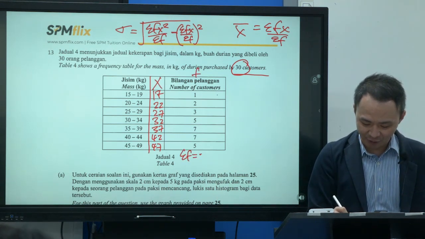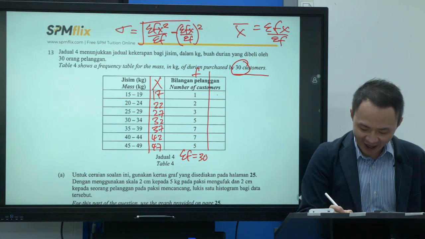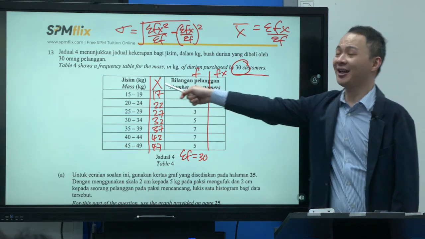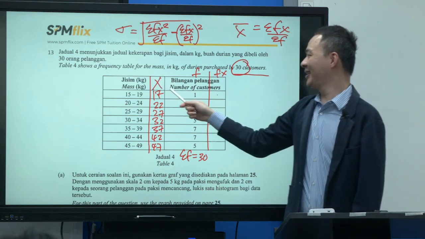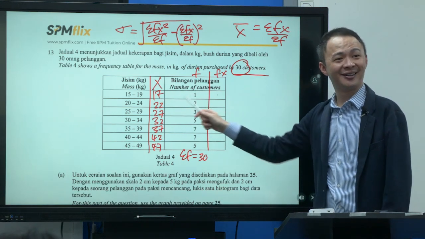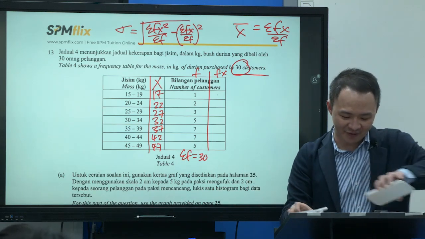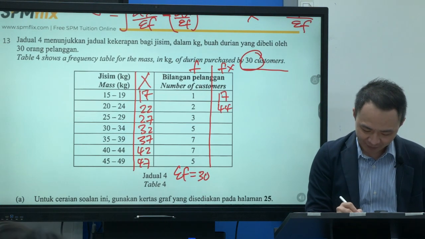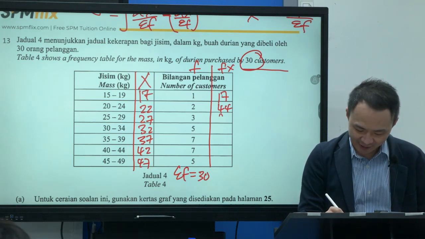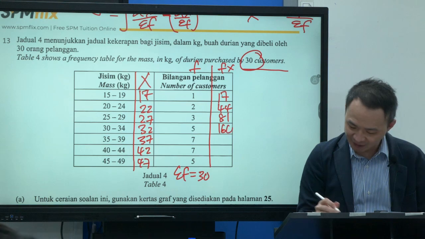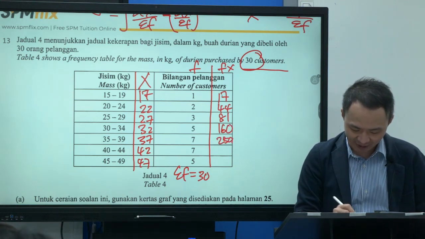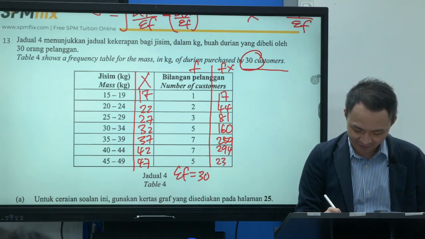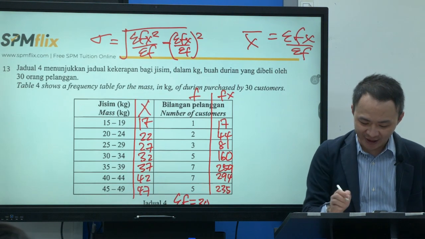Semua tambah tadi 30. Then kita kena ada FX. Apa maksud FX? Frequency, kekerapan, darab midpoint, right? Frequency multiply midpoint. Ini adalah X. This is F, right? Multiply them. So I will just multiply here real fast. So 17 times 1, easy. Multiply 2, 44. Multiply 3, 81. Multiply 5, 160. Multiply 7, 259. Multiply 294. Last one, 235. Okay, you can see we already done FX.